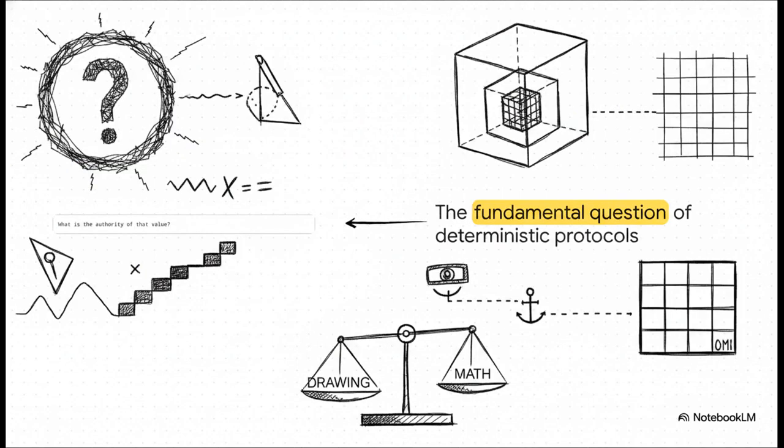Which really leads us to the fundamental question here. What is the actual authority of that value? Like when you import a floating point approximation of a constant to build a deterministic digital reality, are you really building something mathematically exact? For a visual renderer, an approximation is perfectly fine, right? It just needs to look good enough on your monitor. But for a deterministic protocol, accepting a geometric fact just because a floating point calculation says so, that means you've given the drawing the ultimate authority over the math itself.